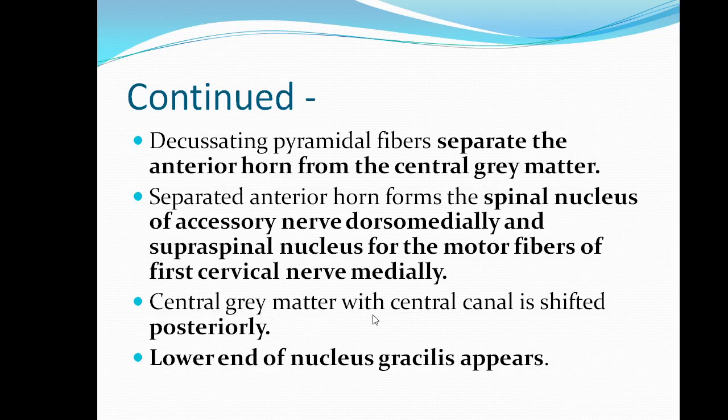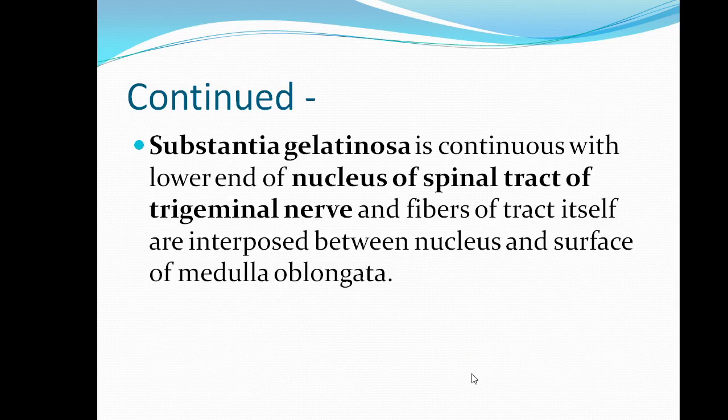Central gray matter with the central canal is shifted posteriorly because of the decussation, and the lower end of the nucleus gracilis appears. Substantia gelatinosa is continuous with the lower end of the nucleus of the spinal tract of the trigeminal, and fibers of the tract itself are interposed between the nucleus and the surface of the medulla oblongata.